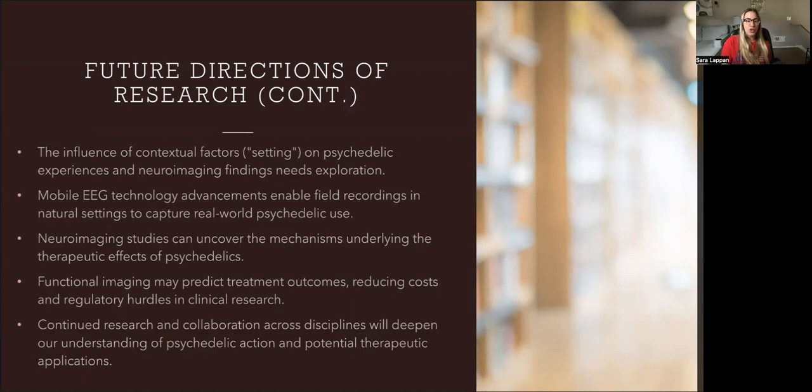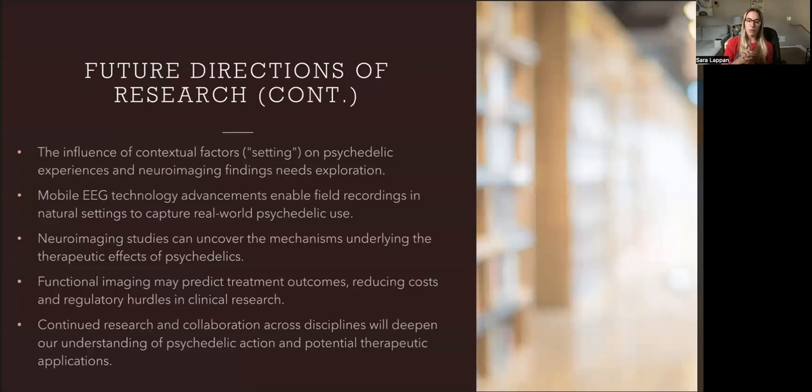Mobile EEG technology advancements enable field recordings in natural settings to capture real-world psychedelic use. So that could be some of the effectiveness, but there's still some control in terms of the guide. But in particular, we know that there is some real value in taking psychedelics in nature. So what if we took mobile EEG technology out into nature when somebody was under the effects of psychedelics? That might be pretty interesting to see.